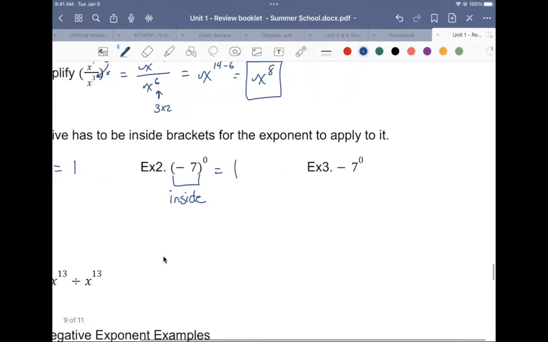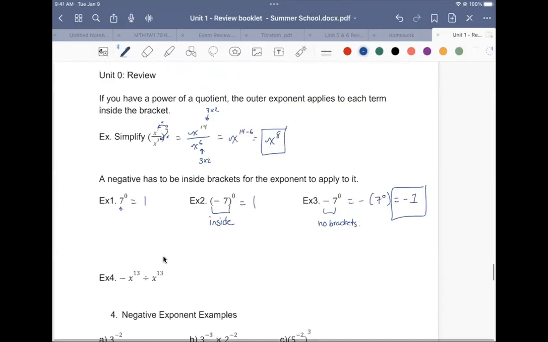Now on this side, we can see there's no brackets. So that negative is actually not included in it. So this is the same as saying negative 7 to the power of 0, which is negative 1. Because 7 to the power of 0 is 1, and we're going to take the negative value of that, and negative 1 is our final answer.